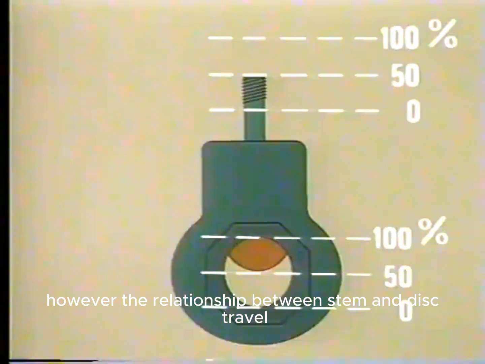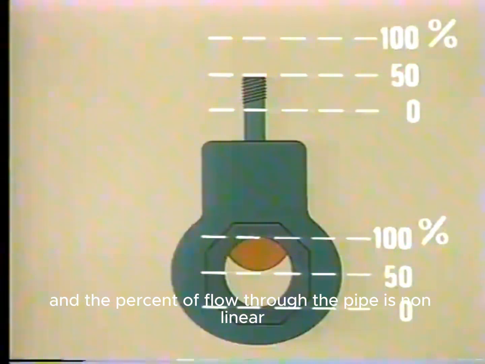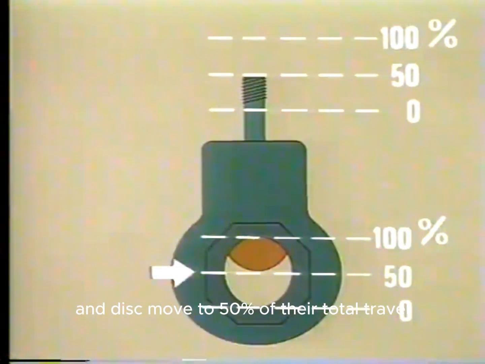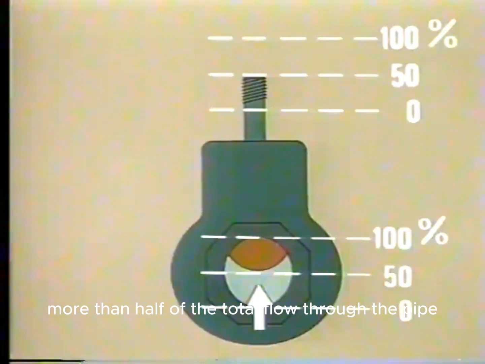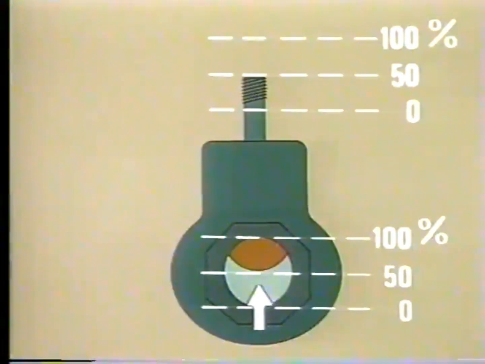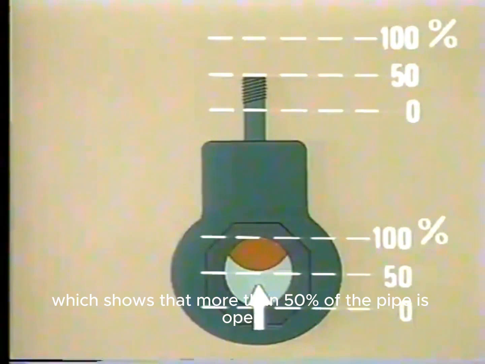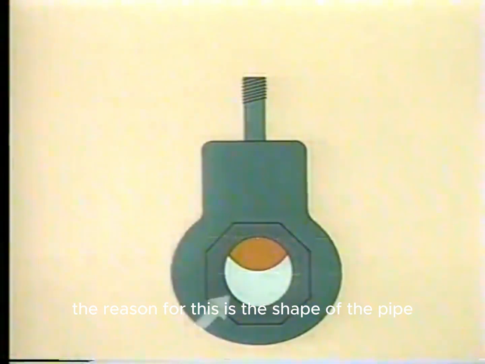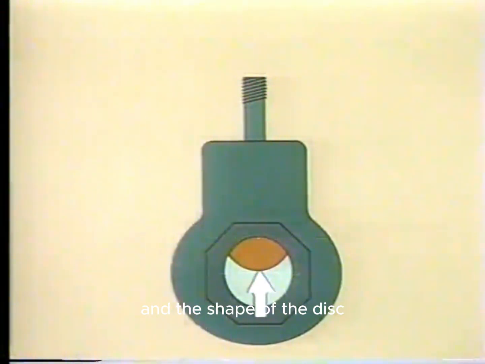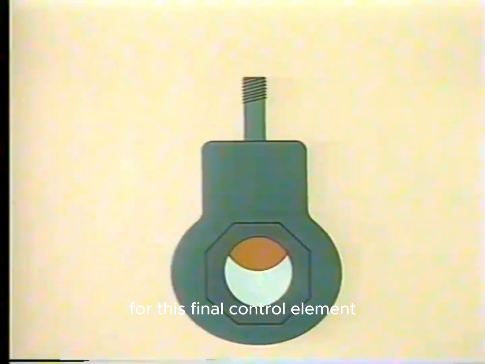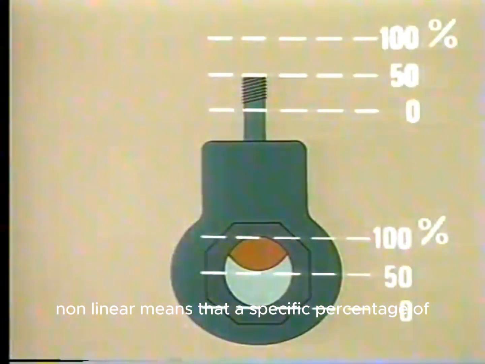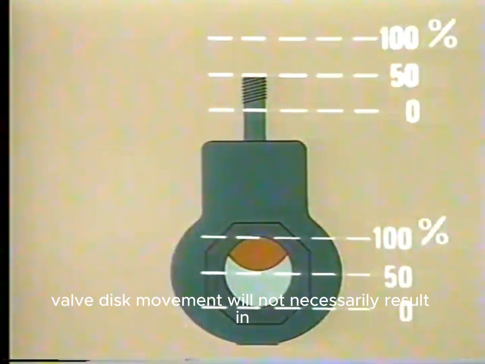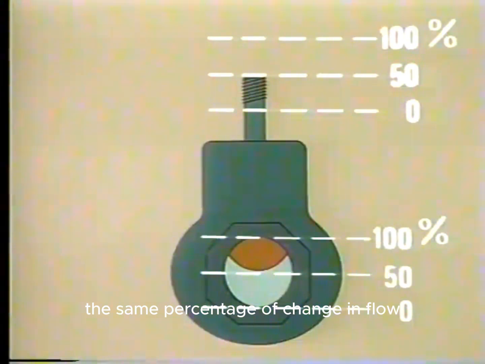However, the relationship between stem and disc travel and the percent of flow through the pipe is nonlinear. When the stem and disc move to 50% of their total travel, there will be more than half of the total flow through the pipe. This is indicated by the shaded area, which shows that more than 50% of the pipe is open. The reason for this is the shape of the pipe and the shape of the disc. For this final control element, nonlinear means that a specific percentage of valve disc movement will not necessarily result in the same percentage of change in flow.